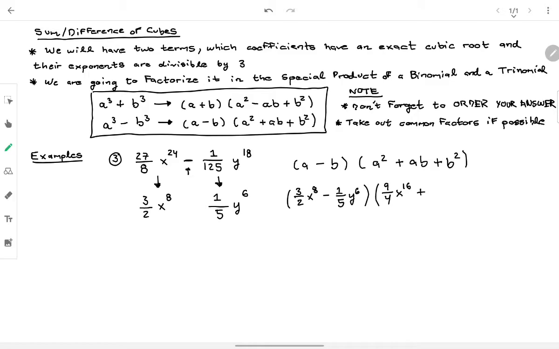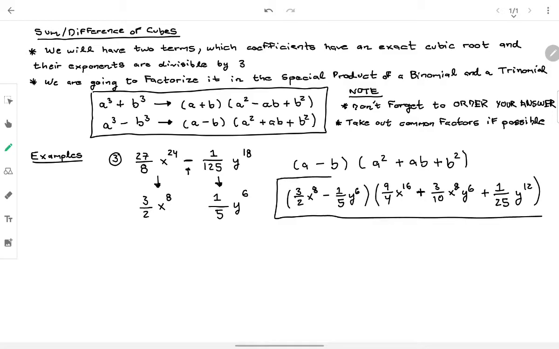In the case of the next term, it's going to be the multiplication of the two terms. 3 times 1, it's 3. 2 times 5, it's 10. X to the 8, y to the 6. And in the case of the other one, 1 squared still 1. 5 squared, 25. And it's going to be y to the 6 squared. It's y to the 12. It's correctly ordered. We cannot take out anything. So this is going to be the answer for this specific exercise.